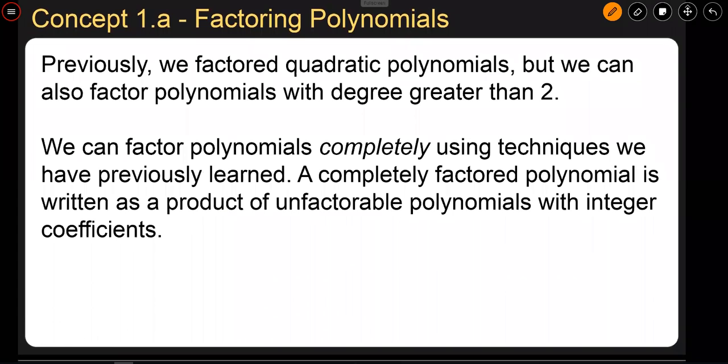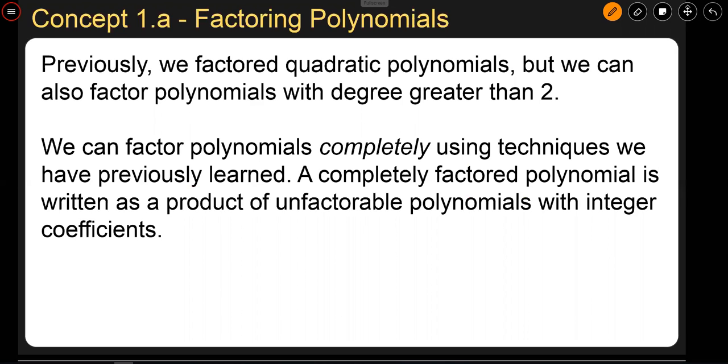Concept 1.a, factoring polynomials. Previously we factored quadratic polynomials, but we can also factor polynomials that have a degree greater than 2. We can factor polynomials completely using techniques that we have previously learned. A completely factored polynomial is written as a product of unfactorable polynomials with integer coefficients.